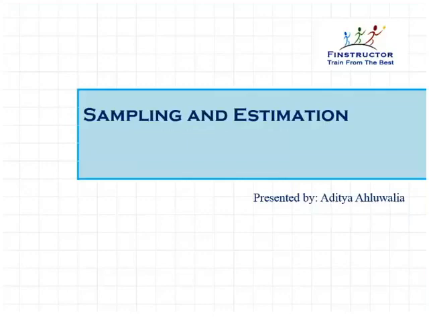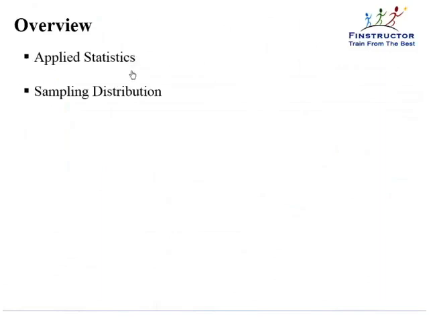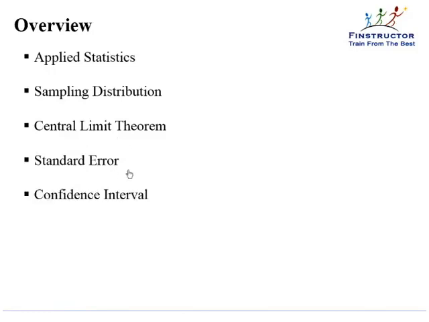So we'll start with the review of sampling and estimation, that is reading number 10 of the CFA curriculum. We'll start by understanding an introduction to applied statistics, what the sampling distribution is. Very importantly, understand the central limit theorem, calculate the standard error, calculate confidence intervals, understand the t distribution, and wind up by understanding some biases that can creep in the process of sampling and estimation.